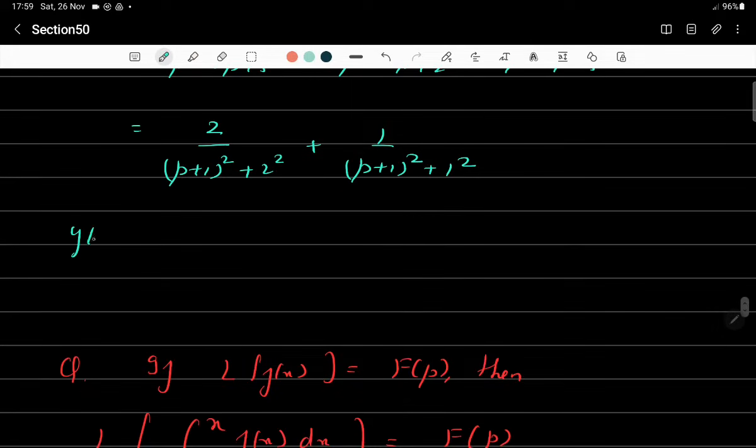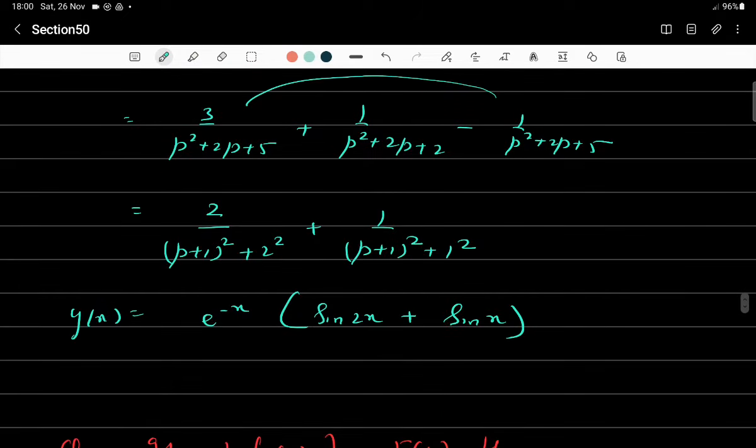It means y of x is the Laplace inverse of these two terms, so e raised to the power minus x would come with both the terms. The first term is giving you sine 2x and the next one is giving sine x. So you can see that it's quite quick and easy to find a particular solution using Laplace transform.